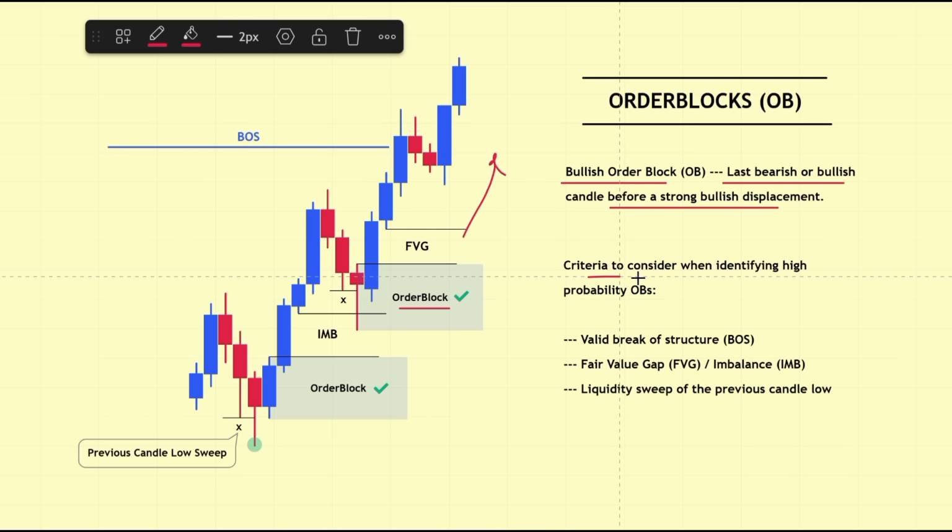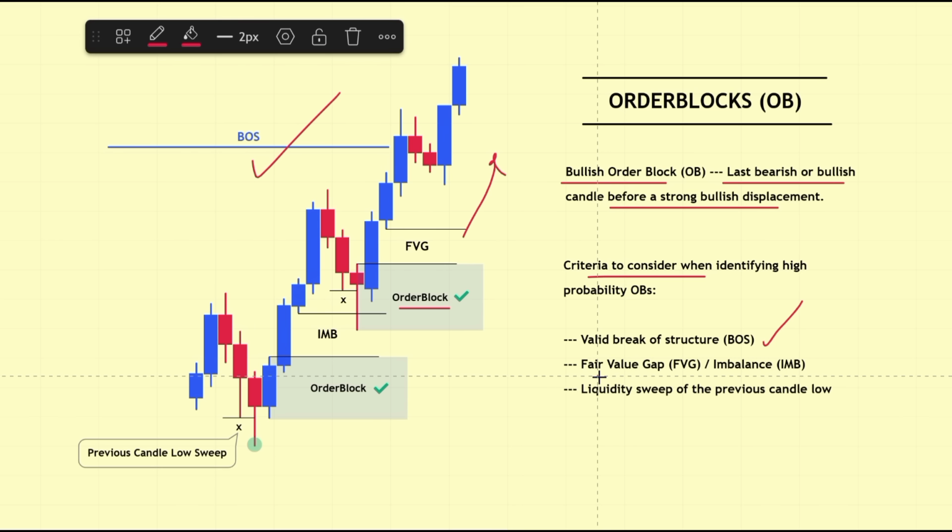Okay, so here are the criteria to consider when identifying these bullish order blocks. Criteria number 1 is a valid break of structure. Of course, we start marking these order blocks after price has made a break of structure. And since here it's a bullish order block, of course it will be a bullish break of structure.